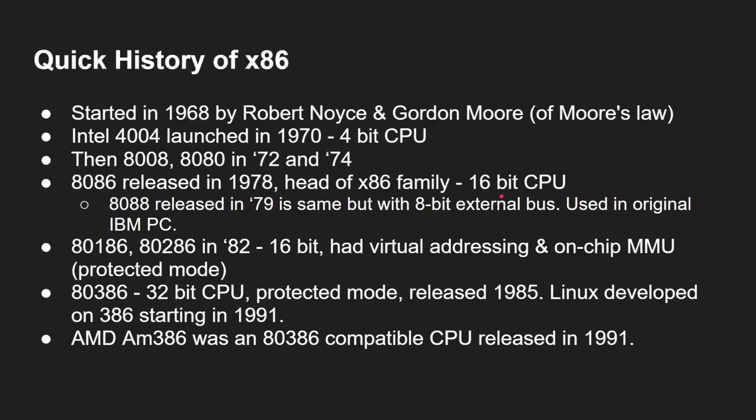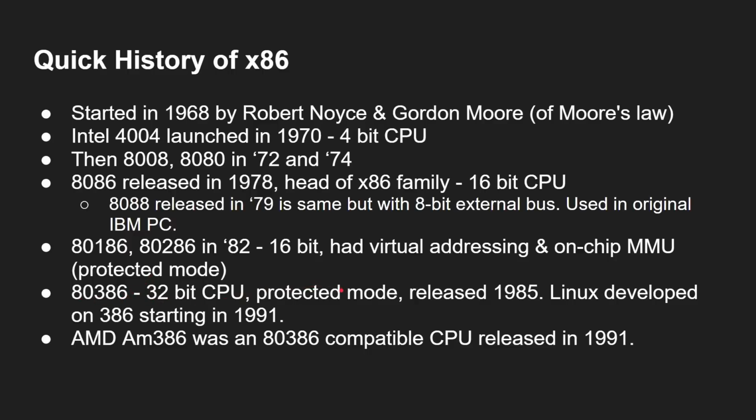It was a 16-bit CPU. Interestingly enough, Intel actually announced the 8088 in 1979. It's exactly the same as the 8086, however it has an 8-bit external bus, and that was the processor used in the original IBM PC. That was then followed by the 80186 and the 80286 in 1982, a 16-bit processor that had the first ideas of virtual addressing that we've got in modern day x86 processors, and had an on-chip MMU. That really became important when we get the 80386 because it's a 32-bit CPU.